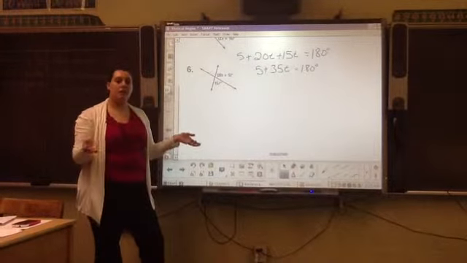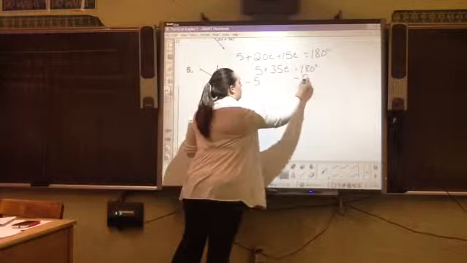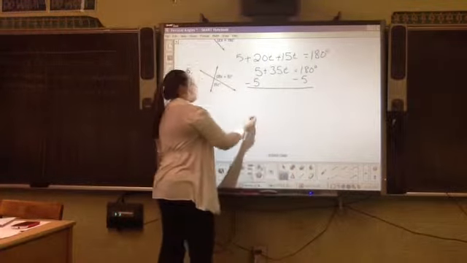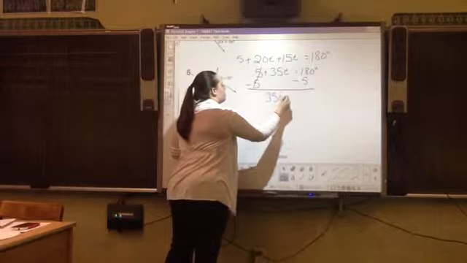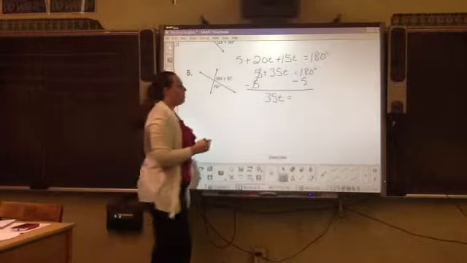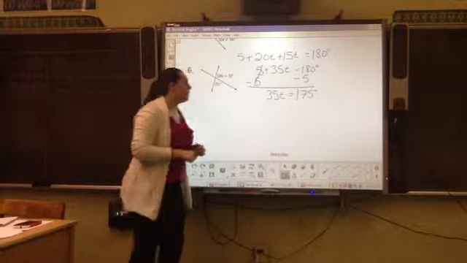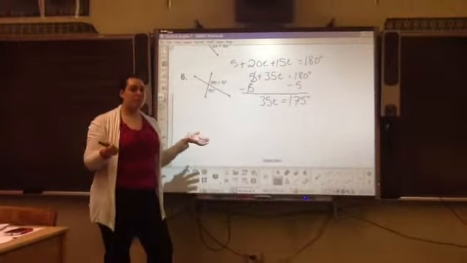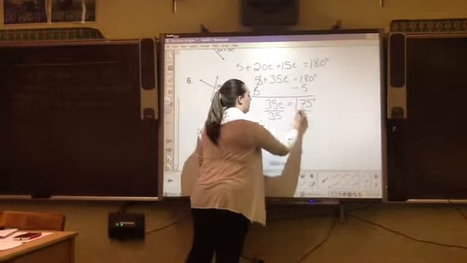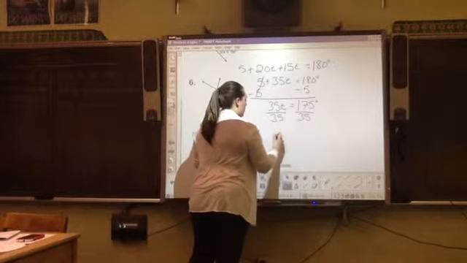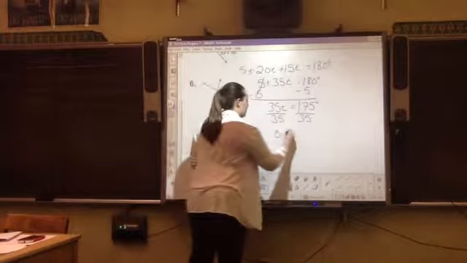Now, first step to get t by itself, simply subtract both sides by 5. Our next line will be 0 plus 35, so I just simply write 35t equals 175 degrees. And the last step to get t fully by itself is to divide both sides by 35. Therefore, t will equal 5 degrees.